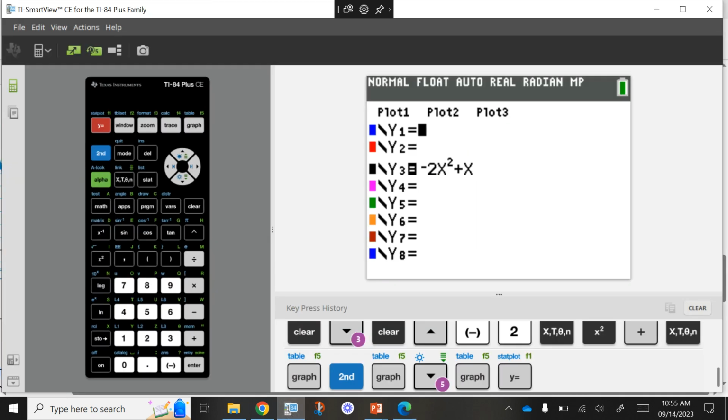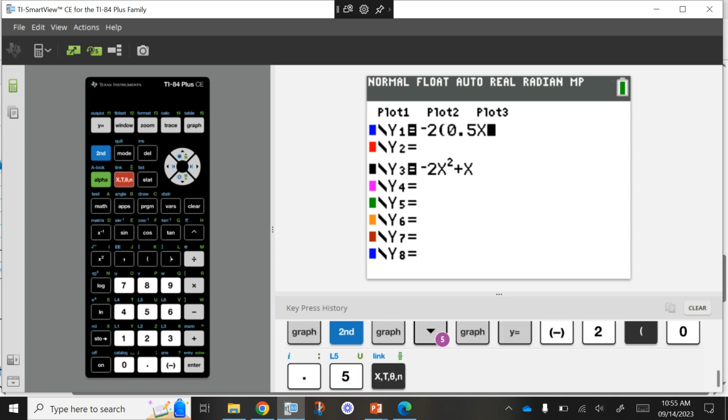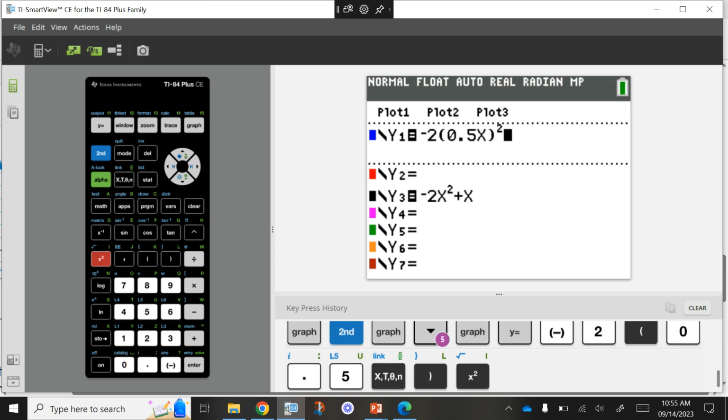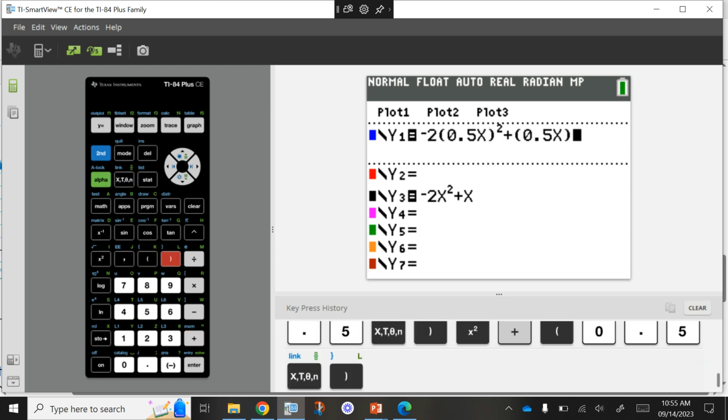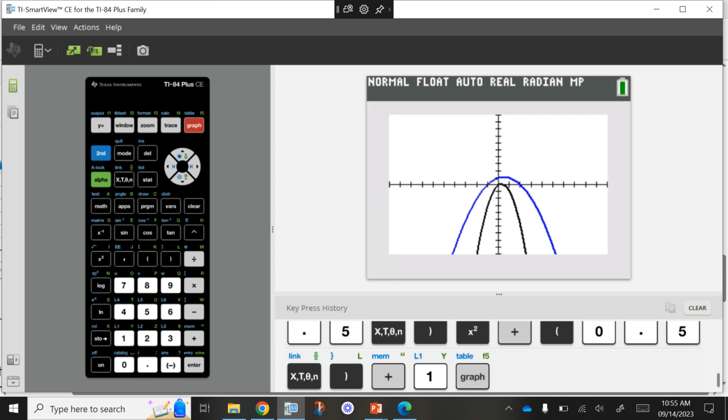All right, let's graph it. So -2, it's not an x anymore. It's 0.5x squared plus, not x anymore, 0.5x. And then there was a plus 1 on the end. So we're expecting it to move up and get wider. Did that happen? Yeah, it did. It got bumped up and now it's wider.